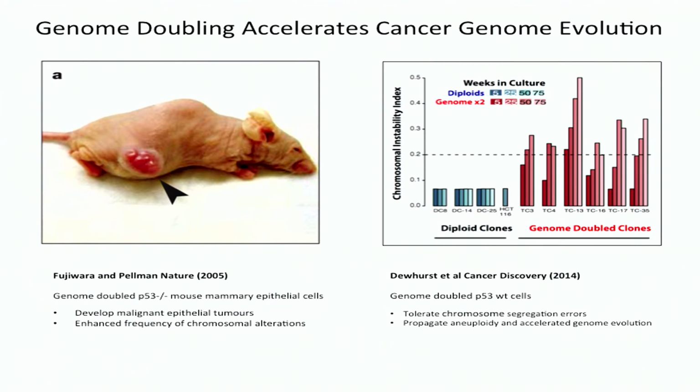Cancer cells evolve much faster when they've doubled their genome. Cancer cells can metastasize. It's a high-risk feature of tumor genomes if they've doubled their genome. And cancer cells in mice grow much more rapidly if they've doubled their genome compared to their diploid counterparts. This is a high-risk feature.